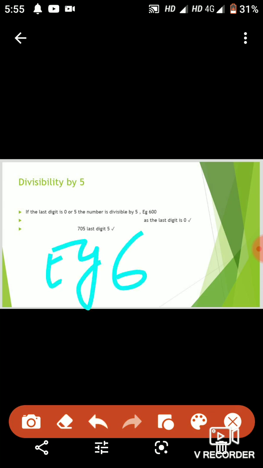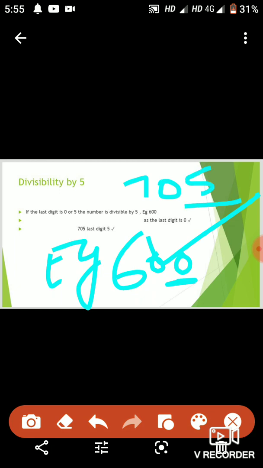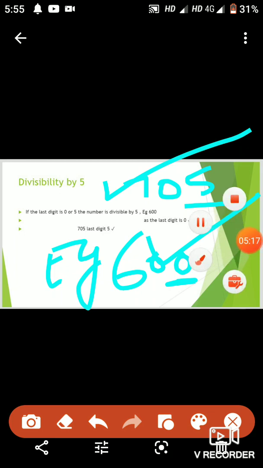For example, 600. Over here 0 is the last digit. So 600 is divisible by 5. 705, last digit is 5. That means 705 is divisible by 5.